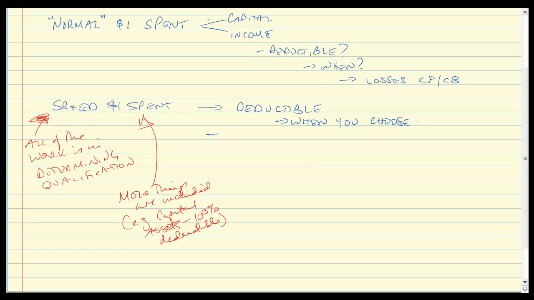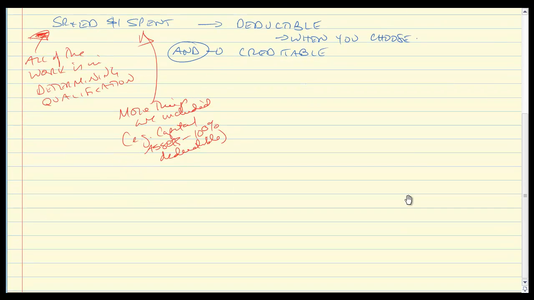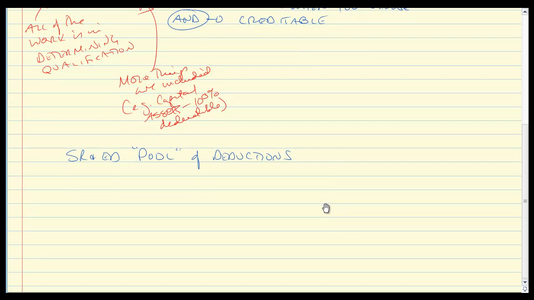And then most importantly, it also generates a credit. So we'll call it creditable. It is so important to note that this $1 does two things. The main goal of this video is to help you understand what the difference is with this $1, how it does two different things. The best way to think about an SR&ED pool, which is the terminology we use, an SR&ED pool of deductions, is that it functions exactly the same way as a CCA class.